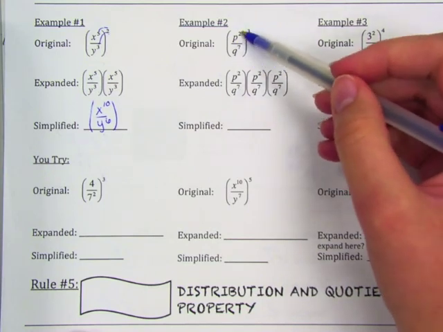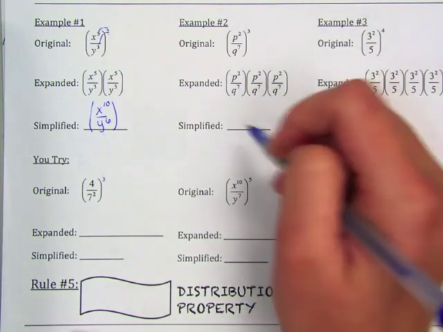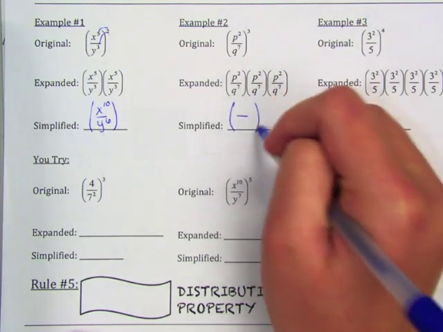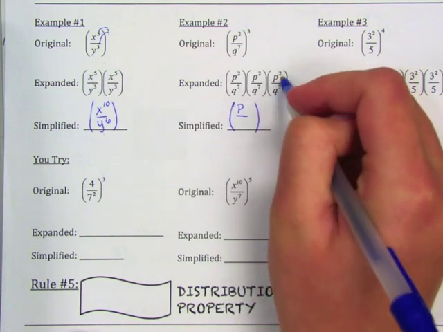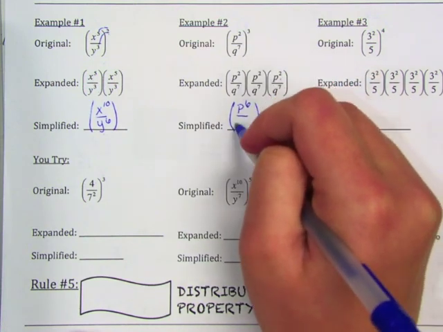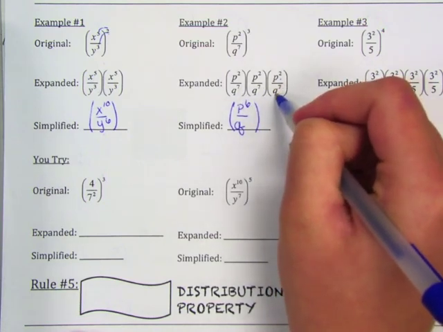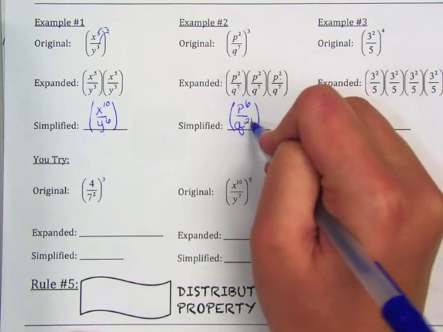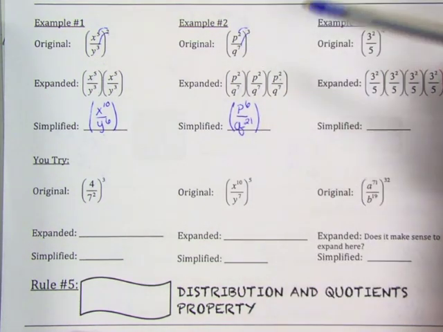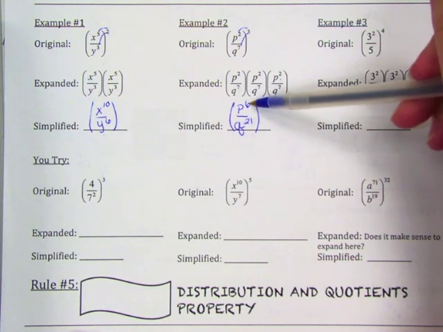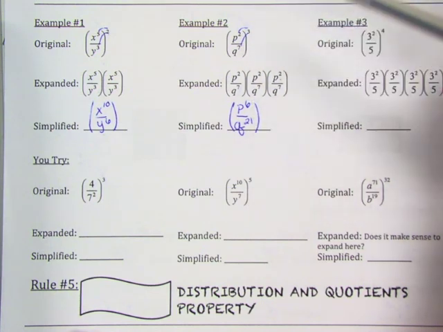I'm going to write p to the 2 over q to the 7 three times. Then I'm going to add my exponents. So I'll have p to the 2 plus 2 plus 2, which would be 6, and q to the 7 plus 7 plus 7, which would be 21. If I distribute my 3 to both parts, I'd have 2 times 3, which is 6, and 7 times 3, which is 21.